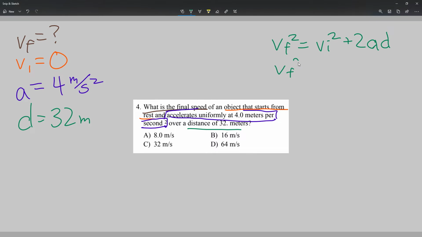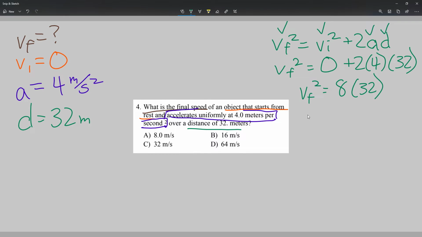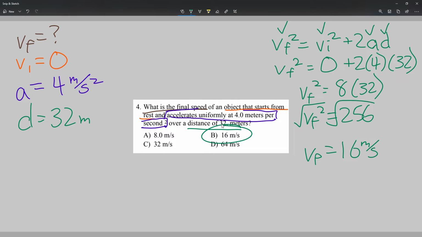So VF squared, we use this formula, by the way, because it has VF, because we're solving for VF. We have VI, we have A, and we have D. VI is 0 plus 2, A is 4, D is 32. 2 times 4 is 8. Okay, and then 8 times 32 is 256. We want VF by itself. We have the square root. We get 16 meters per second. So that's B.